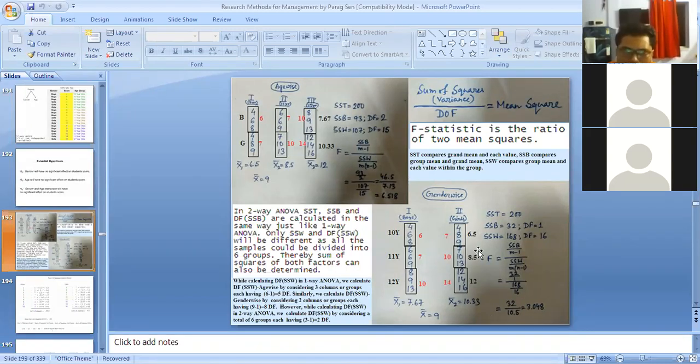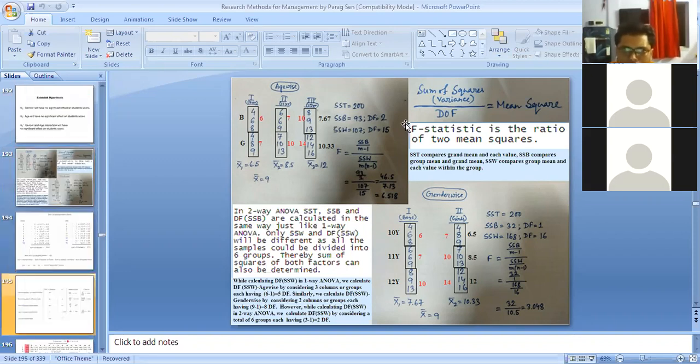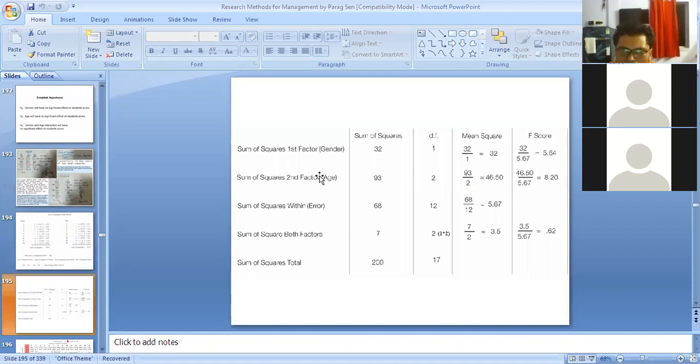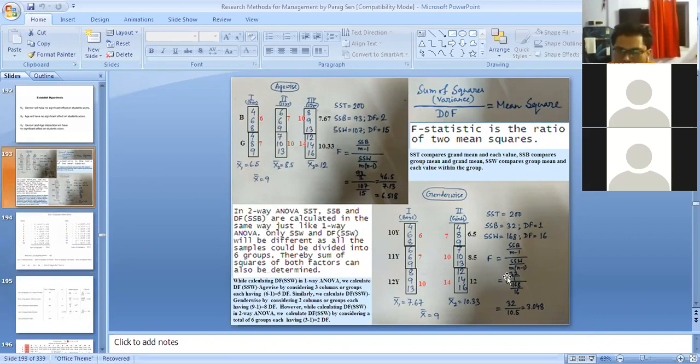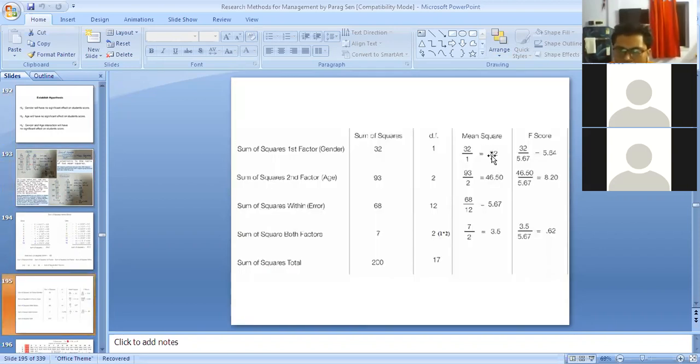Okay, so let's take a look at how the calculation is done. Let's take a look at this table. Sum of square for the first factor, gender, is equal to 32. The degrees of freedom is 1, we have already seen, and the mean square is 32 by 1 is equal to 32. You can see here 32 by 1, the mean square. This is actually the sum of square between. So this is 32.